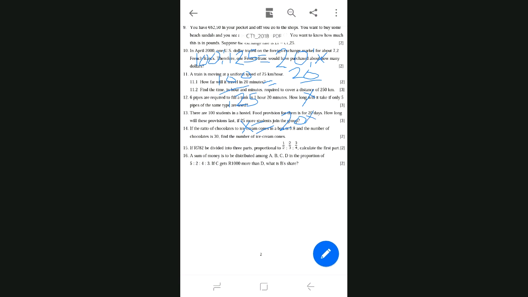You know what? Let's forget about the ratios and just use the direct and inverse proportion, because it seems the ratios is a problem. Now, let's look at the next one.